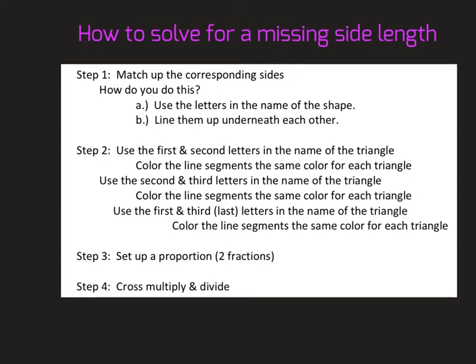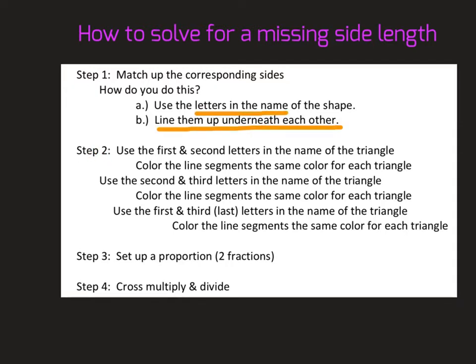Here's some steps that I like to use when I'm solving for a missing side length. The first thing is I need to match up what sides correspond with each other. If this shape is going in the same direction, it's really easy. But if not, you can look at the name of the shape and those letters, the way they're arranged. If you line them up with each other, then you'll see which ones correspond.